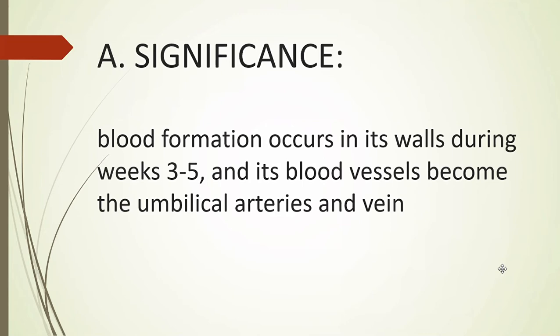In the Allantois, blood formation occurs in its walls during the 3rd to 5th week, and its blood vessels become the umbilical arteries and vein. So that's the importance of the Allantois in the formation of blood. And as I've said, after birth, it becomes the urachus, no? It is an intra-embryonic portion running through the umbilicus to the urinary bladder. Urachus becoming the median umbilical ligament.